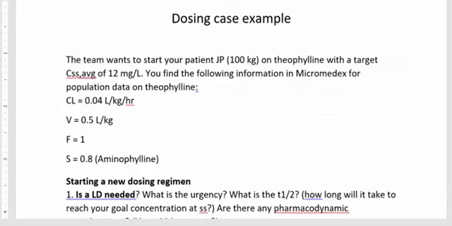All right, let's go on and actually see what we've asked for. So we're starting a new dosing regimen. Is a loading dose needed? Well, when is a loading dose needed? What is the urgency? What is the half-life? Well, what's the half-life of this drug?